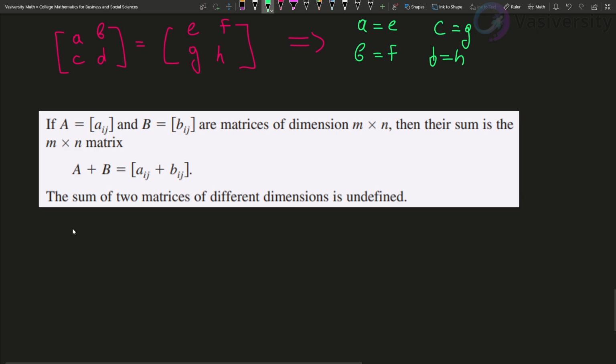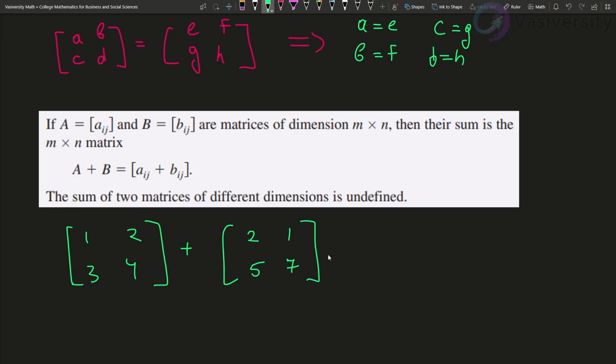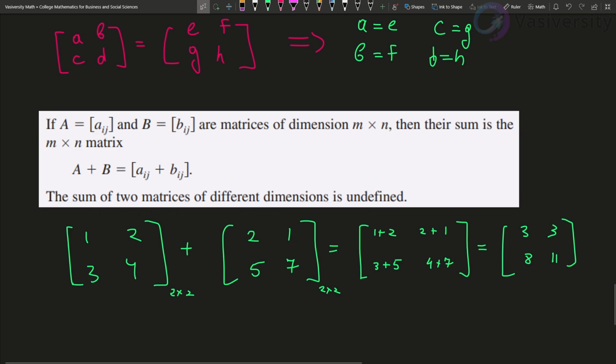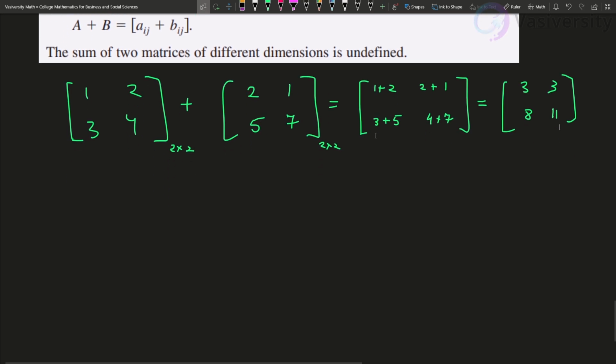As an example, I'm going to do a 2 by 2. We have 1, 2, 3, 4, plus 2, 1, 5, 7. So our final matrix is going to be 2 by 2. We're going to have 1 plus 2, 2 plus 1, 3 plus 5, 4 plus 7. So our final matrix is 3, 3, 8, 11. So we're directly adding component by component. And if we had a 3 by 3, then we would do 3 by 3. But we cannot add matrices of different dimensions. It would not be doable.